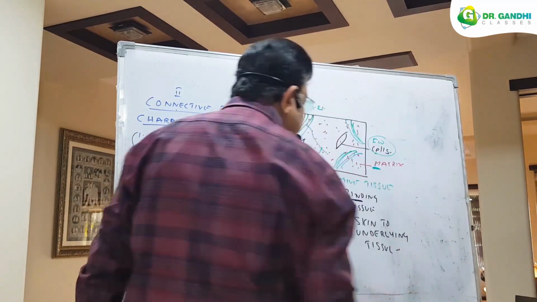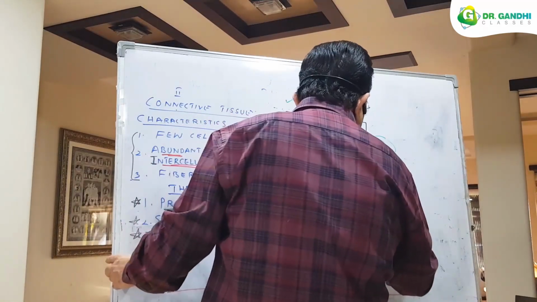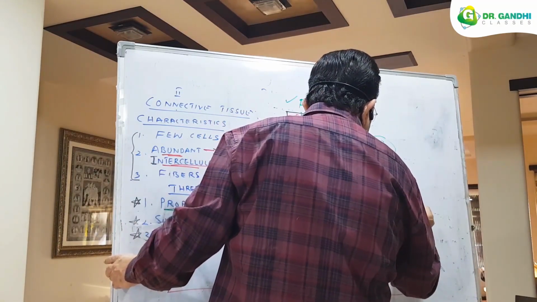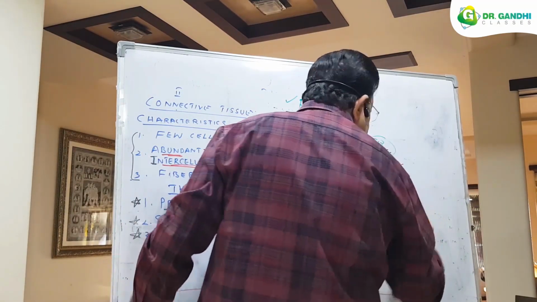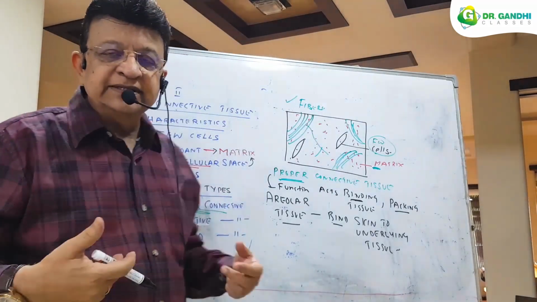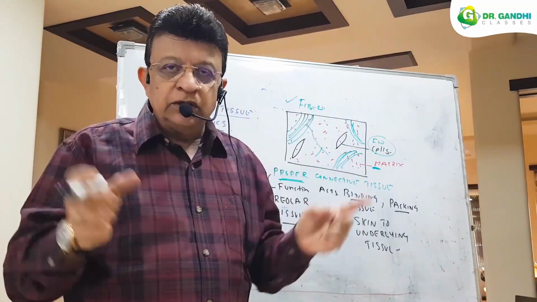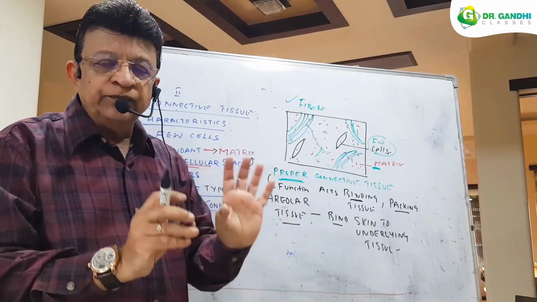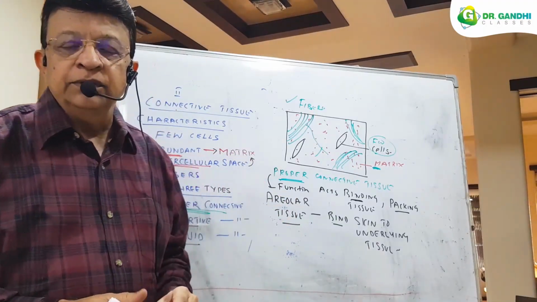Hence you can see the function is binding. It is also used as packing material. For example, in our abdomen we have kidneys. You can see the kidneys could drop. Therefore around the kidneys you have areolar tissue. It keeps it packed. Remember.